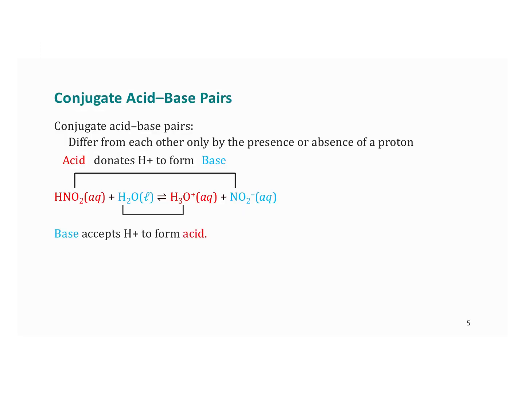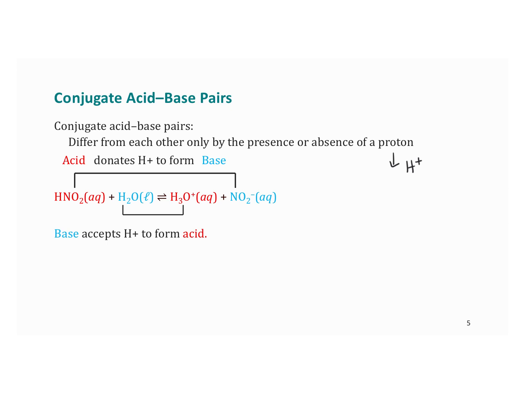Now, let's talk a little more about conjugate acid-base pairs. These differ from each other only by the presence or absence of a proton, which is H plus. Okay, so basically what we do is we say, look, right, this is HNO2, and it's going to give a proton to H2O. That H2O becomes H3O plus, and then the NO2 over here is missing its proton, okay? This is the acid because it gives up its proton, and so this is its conjugate base.